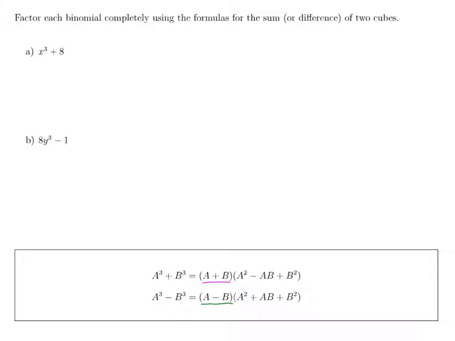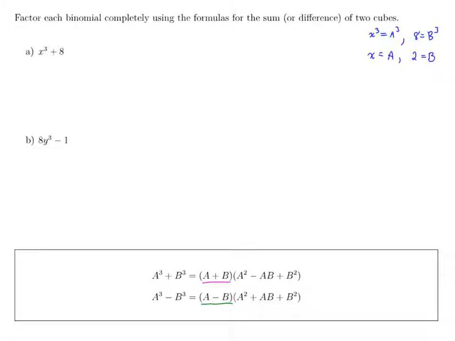And the key is to identify what did we cube to get x cubed, and what did we cube to get 8. So looking at this, I'll write this off to the side, we have x cubed, and that's our a cubed. And we have 8, and that's our b cubed. So what we cubed to get x cubed was simply x. So we'll use x where we see a in this formula. And what we cubed to get 8 was 2. So we'll use 2 where we see b in this formula.